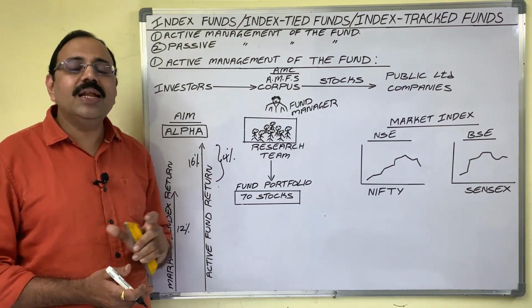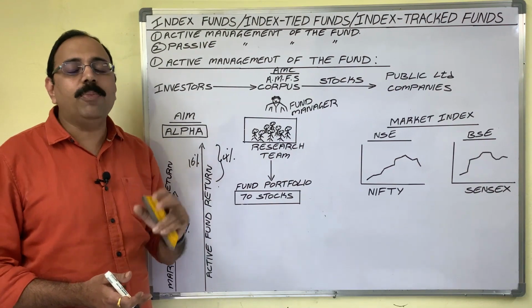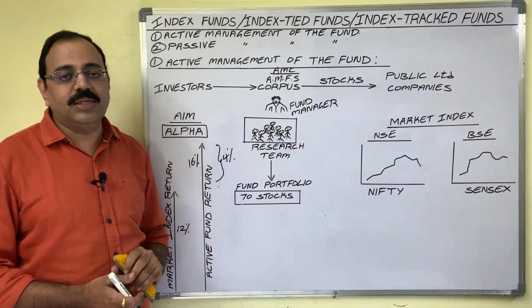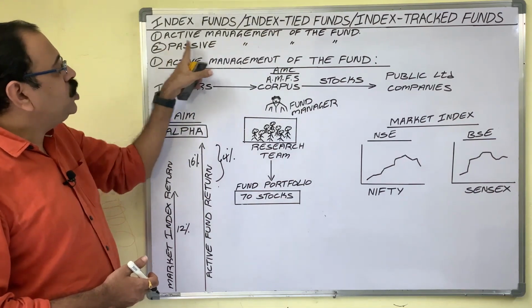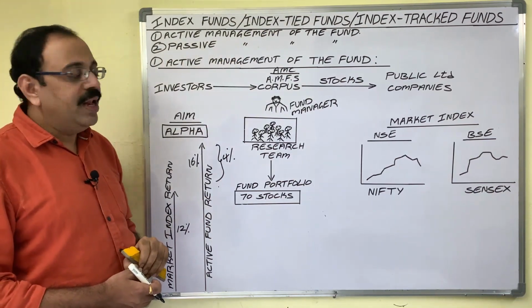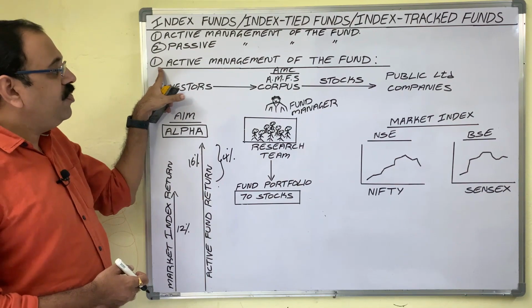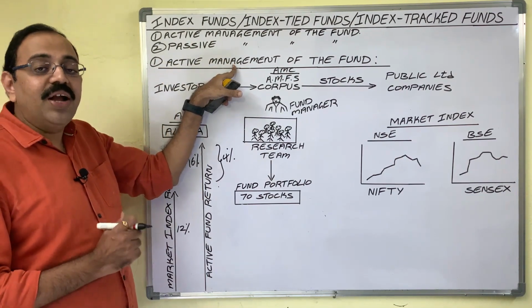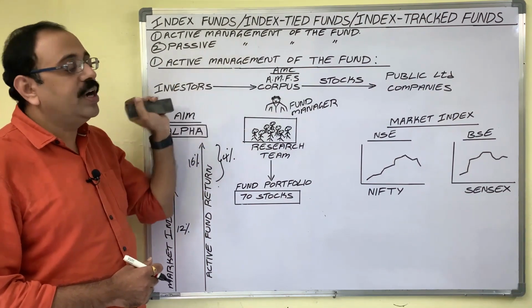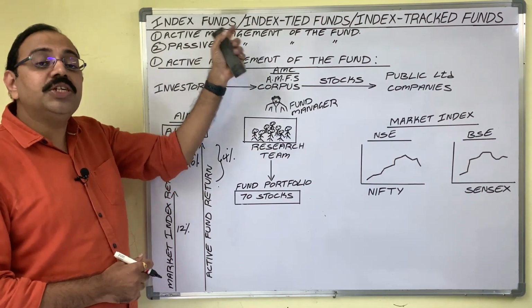Mutual funds are generally managed based on two approaches or two strategies. They are active management of fund, passive management of fund. Let us see the first one. If any fund is actively managed, then that fund is known as active fund or actively managed fund.